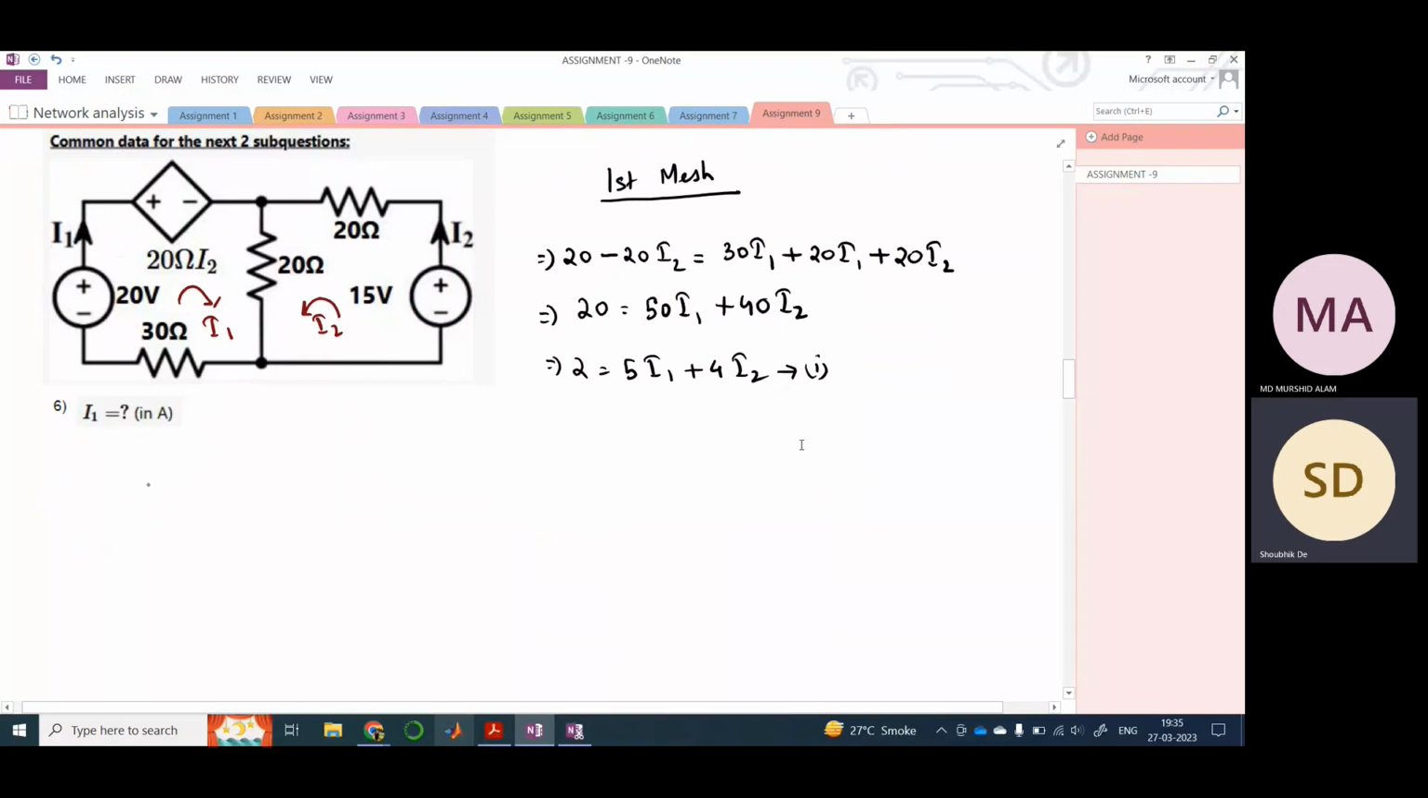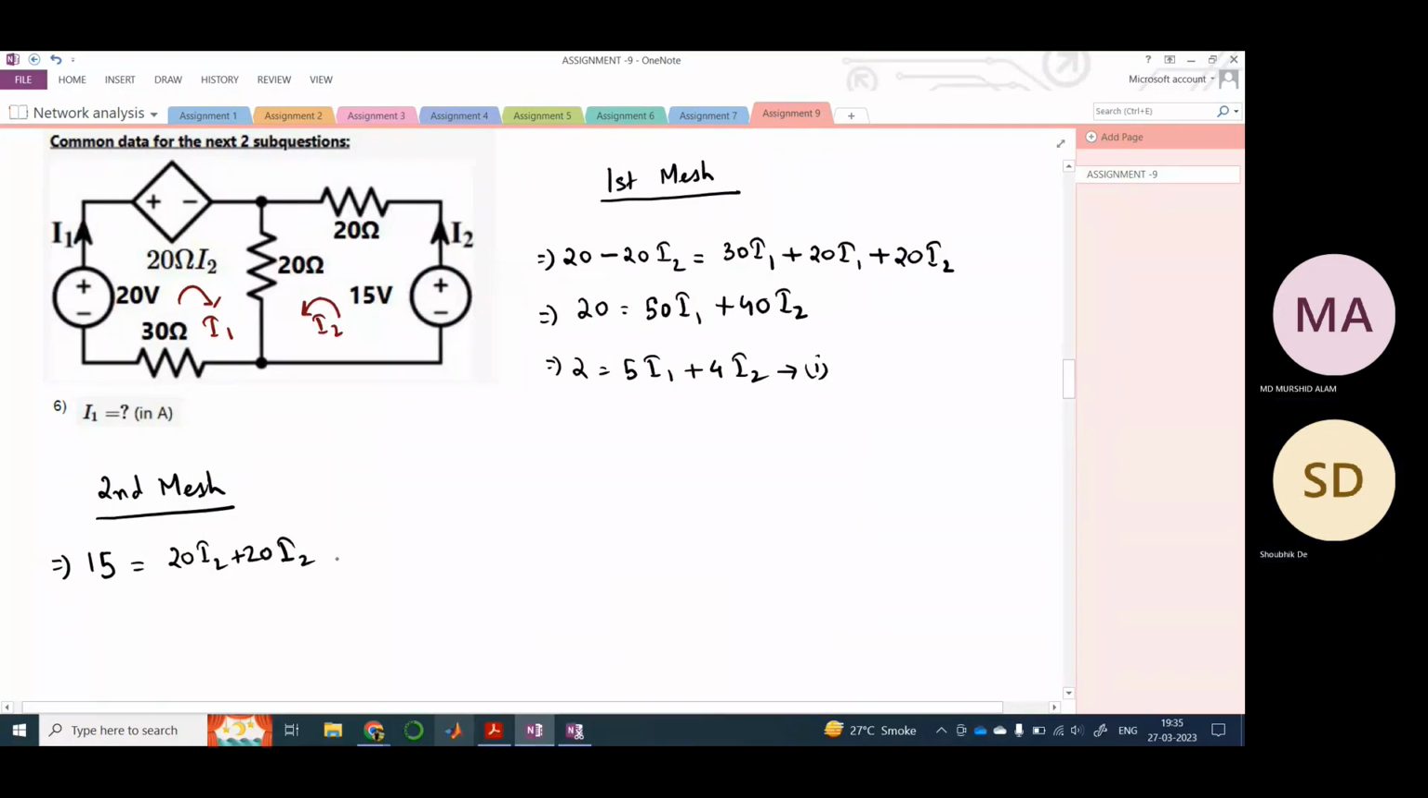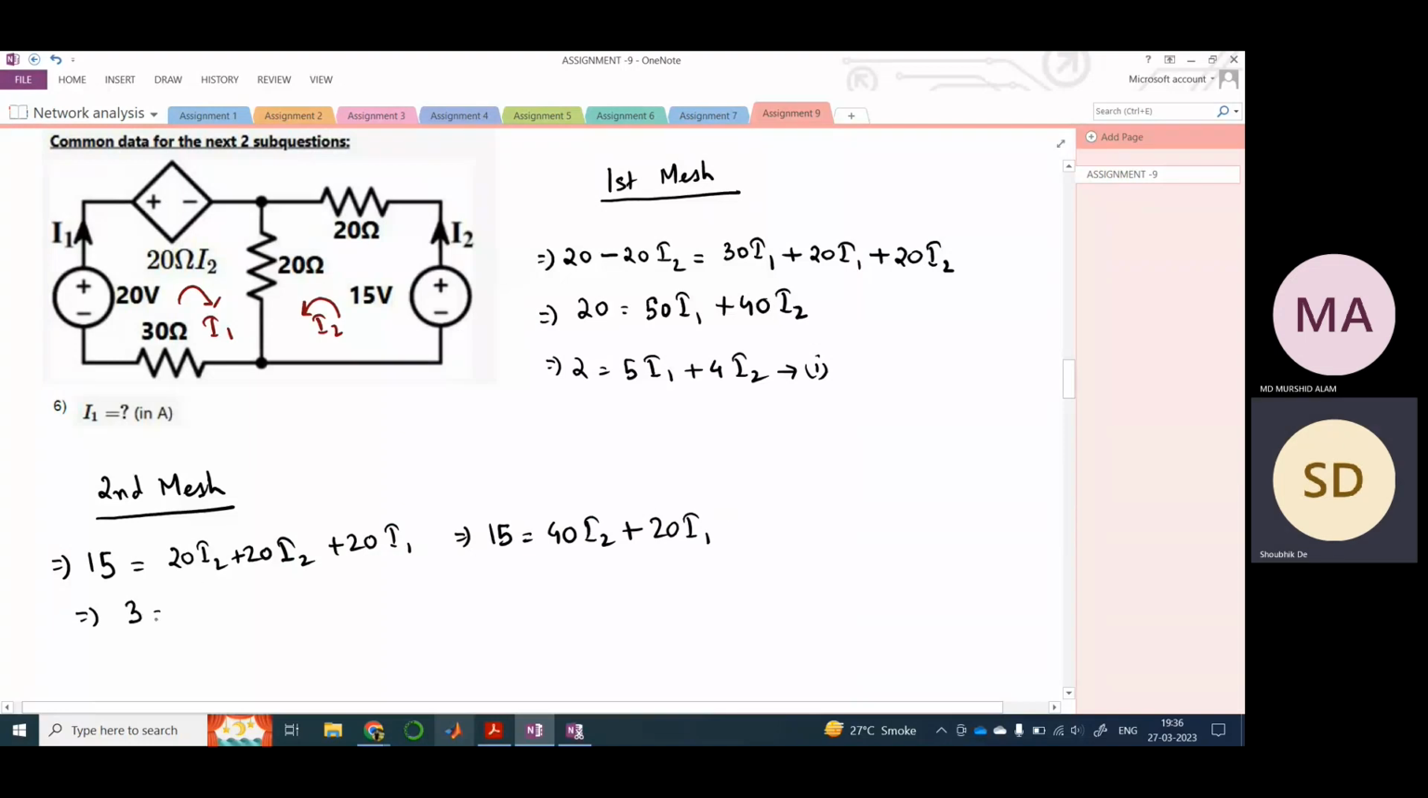Now we are left with the second mesh, right? So let us apply KVL here also. This would be what, 15 equals 20 I2 plus 20 I2, again plus 20 I1, right? Therefore this would be 15 equals 40 I2 plus 20 I1. Therefore if you just take 5 common from both sides, this would be 3 equals 8 I2 plus 4 I1.